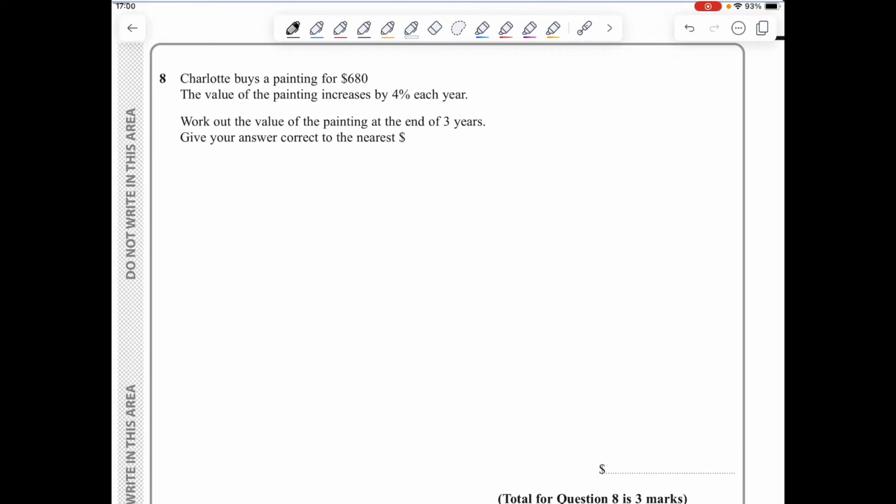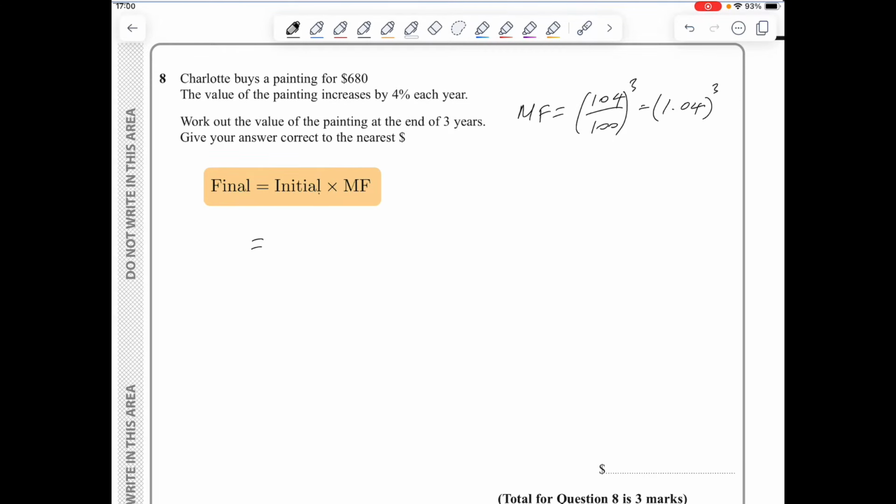For question 8, I'll use the following formula. Final value is equal to the initial times the multiplier, or multiplying factor. Now, the multiplying factor for each year is 104 over 100 because I have an increase of 4% each year. As a decimal, this is 1.04. Now, because there are 3 years, I'm going to raise this to the power of 3. Therefore, my final value will be the initial, which is 680, times 1.04 to the power of 3.